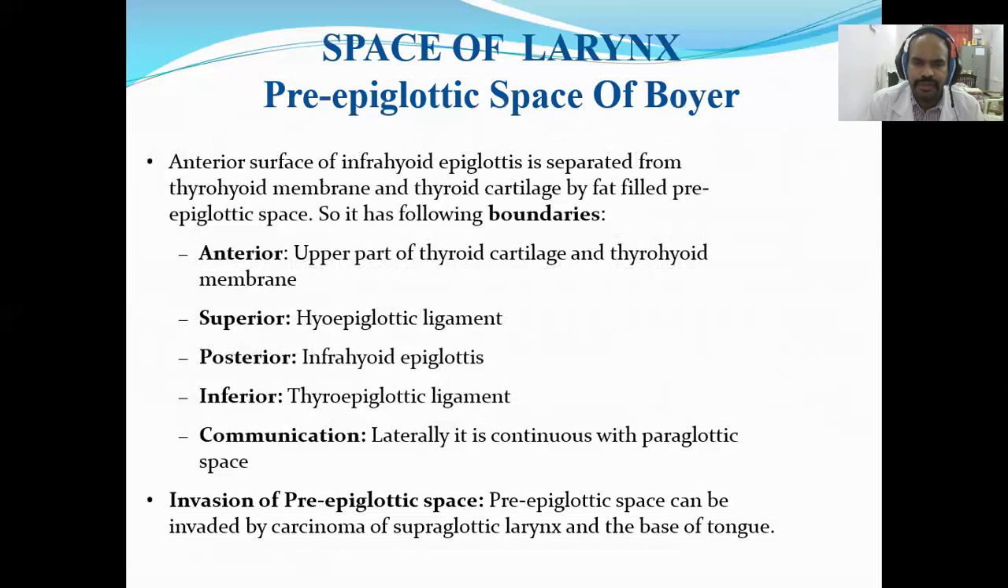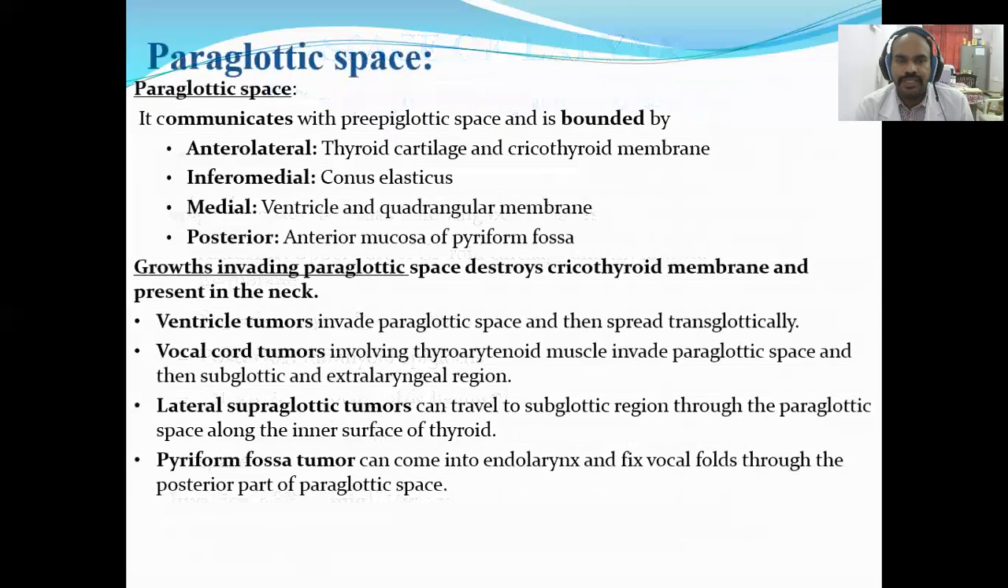Invasion of the pre-epiglottic space is by carcinoma of the supraglottic region as well as from the base of the tongue. Cancer in the supraglottic region as well as from the base of the tongue can easily invade the pre-epiglottic space. Then the paraglottic space lies on either side of the glottis.